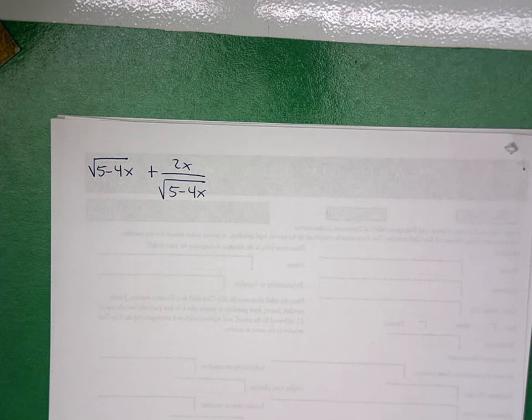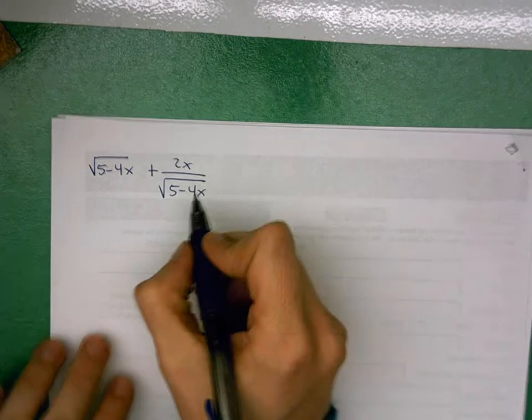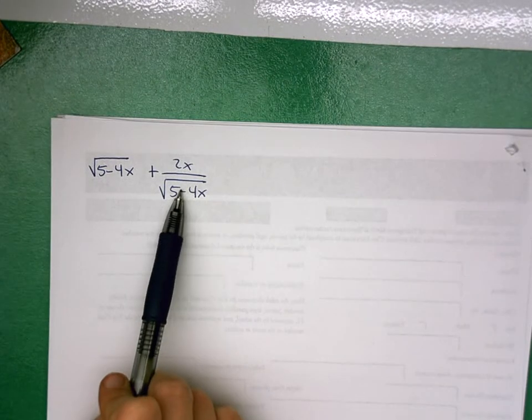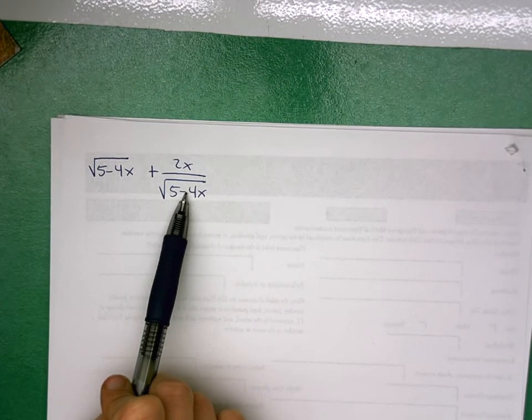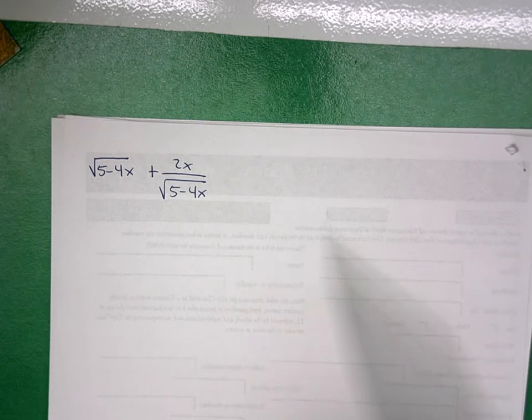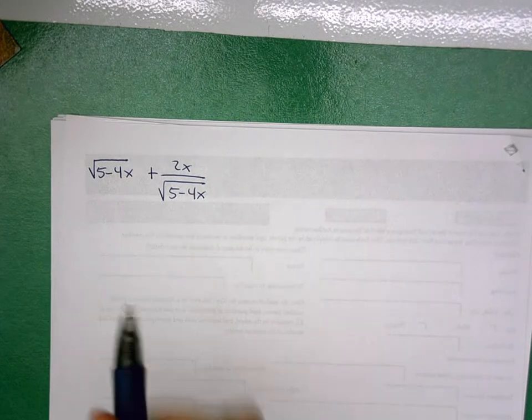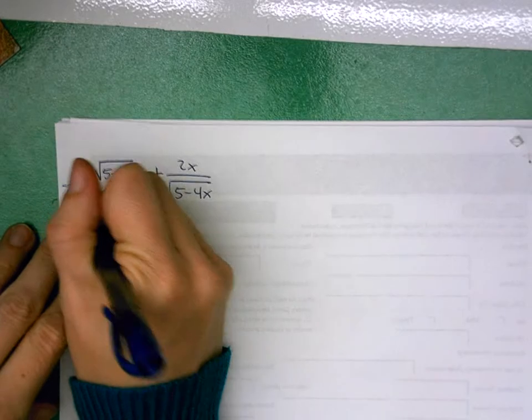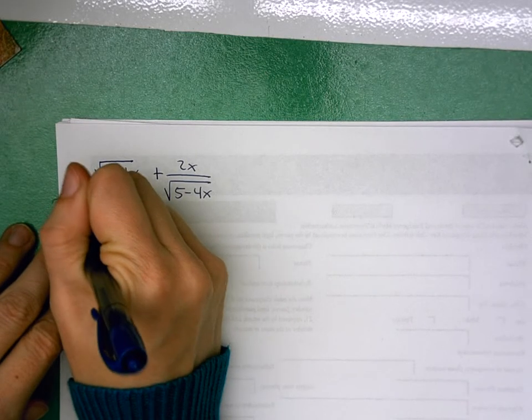Okay, so this one is not a complex fraction. This one we are not multiplying top and bottom. This one we're finding a common denominator. This second term already has a denominator, root 5 minus 4x, so I don't want to touch this second term. It's already got a denominator. It's the first term that's missing the denominator. And so this first term, I'm going to give it a denominator of root 5 minus 4x.